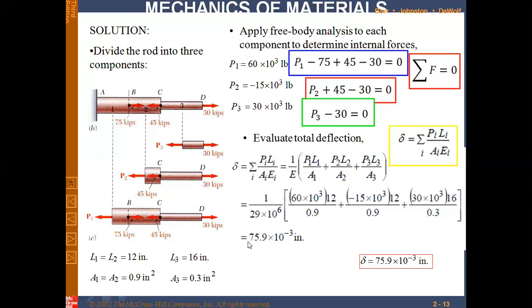Overall, there would be elongation in the material. Plus sign here means there would be elongation in the material. And how much is the elongation? 75.9 into 10 raised to minus 3 inch. So this is the overall deformation in the material because of the external loads, 30 kips, 45 kips, and 75 kips.